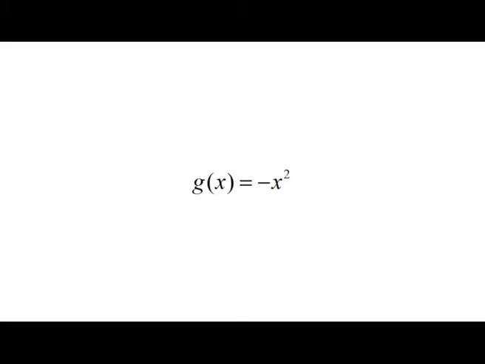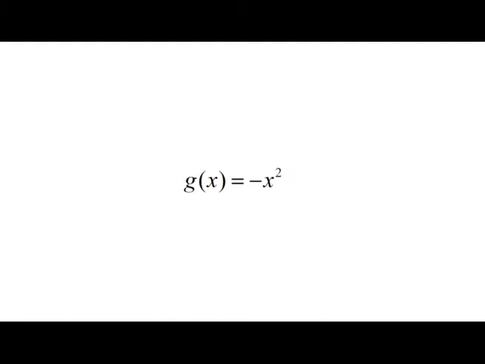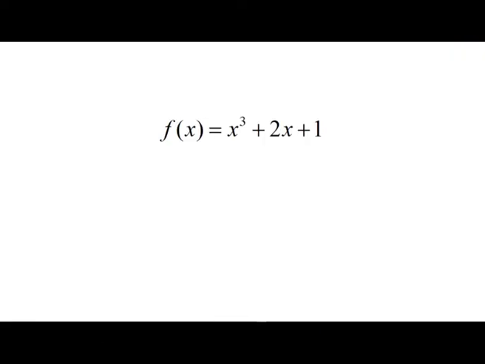Now, we consider the function g of x equal to minus x square. It can be seen that g of x equal to minus f of x, where f of x equal to x square. So, we expect the concave down behavior for g of x equal to minus x square. This is so, as by the second derivative test g double dash of x equal to minus 2 is strictly less than 0 for any real value of x. This also can be seen by observing the graph of g of x equal to minus x square. As another example, we analyze the concavity property for the function f of x equal to x cube plus 2x plus 1 using the second derivative test.